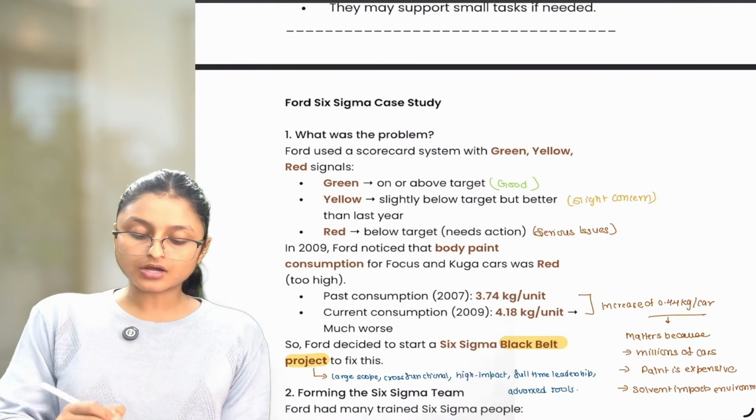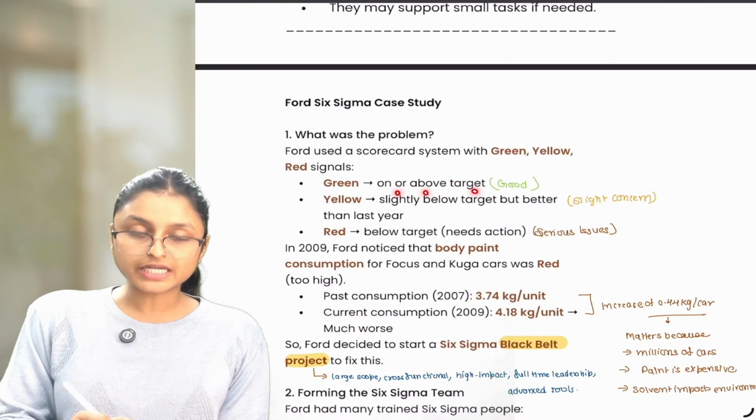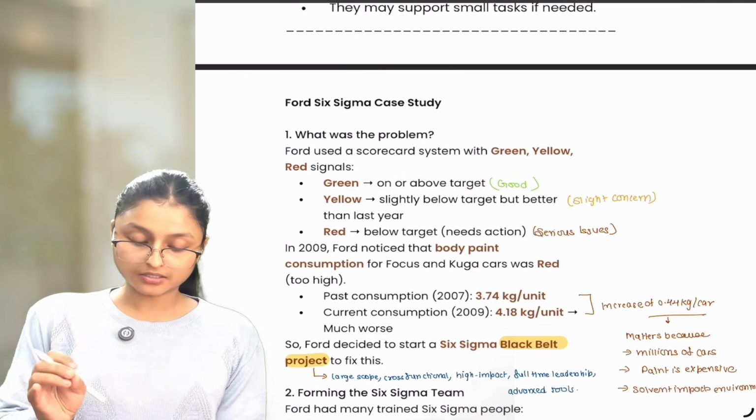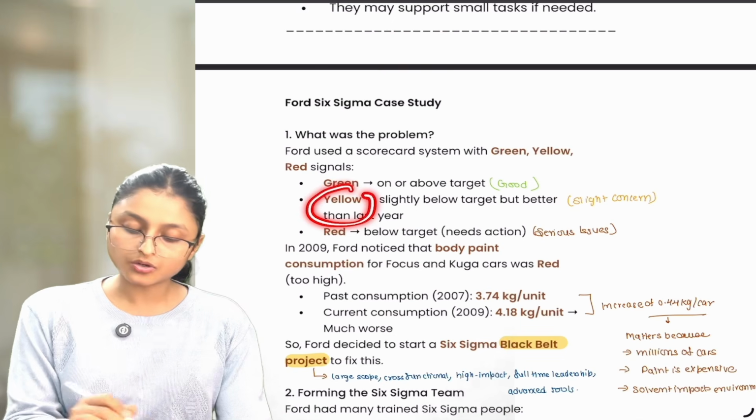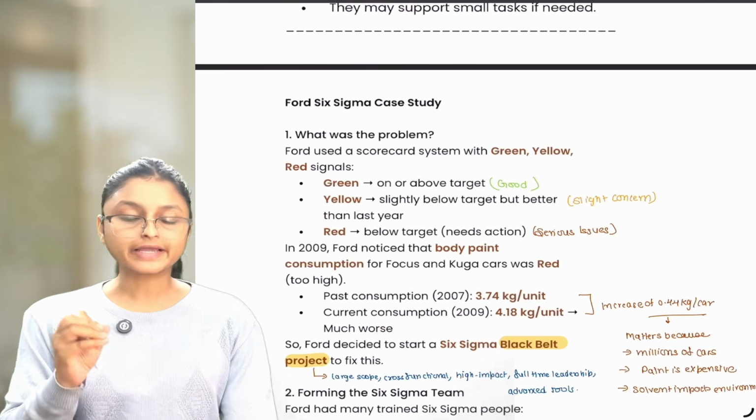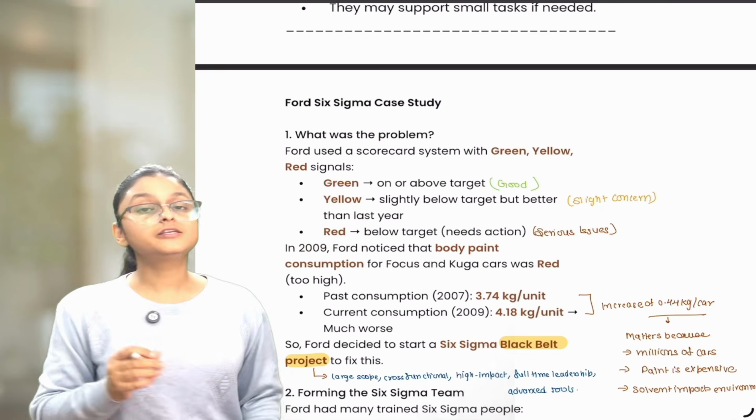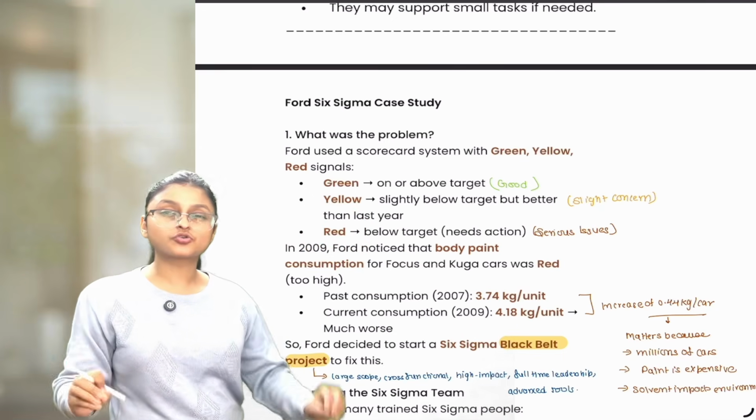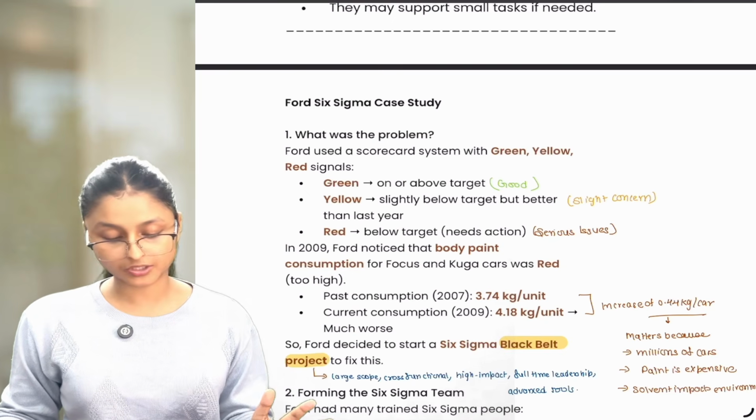Ford uses a scorecard system with green, yellow, red signals. Green, on or above target, which is a good thing. You have done everything correctly, that will be treated as green. Yellow, slight concern, slightly problematic, maybe slightly below target. Red is a serious issue which needs to be solved as fast as possible because it can lead to a lot of losses for the organization.